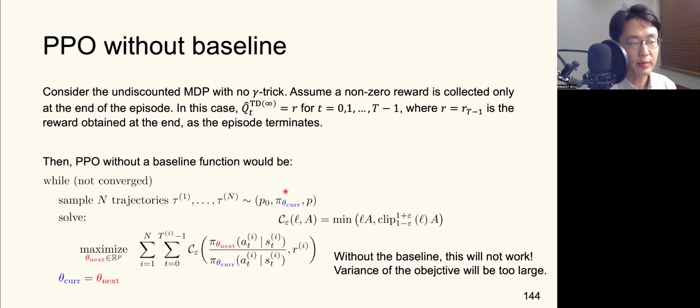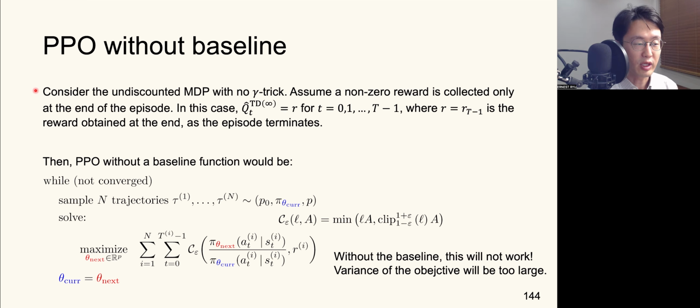But in our derivation of the policy gradient method, we noted that the use of the baseline function is, in a certain sense, not mandatory. So the baseline function serves the purpose of reducing the variance, but the baseline function doesn't affect the mean of the stochastic gradient. So we could consider using PPO without baseline.